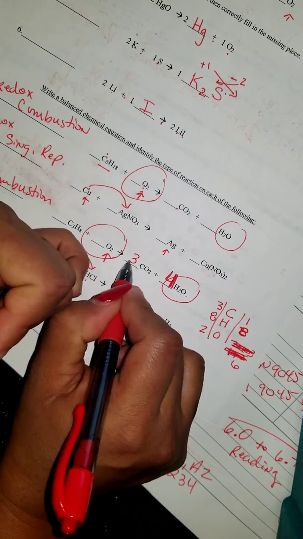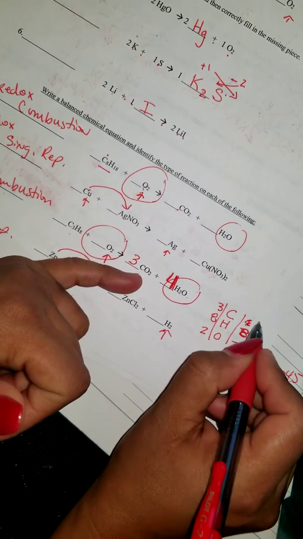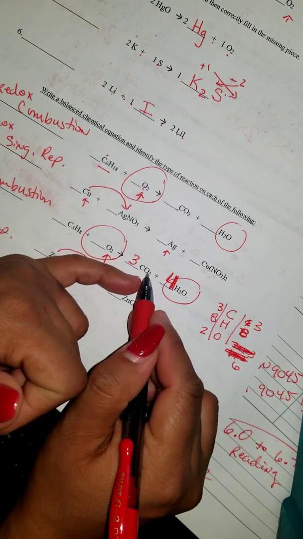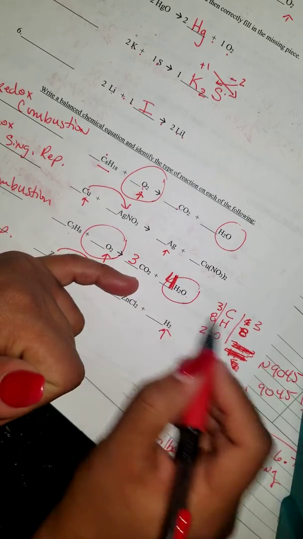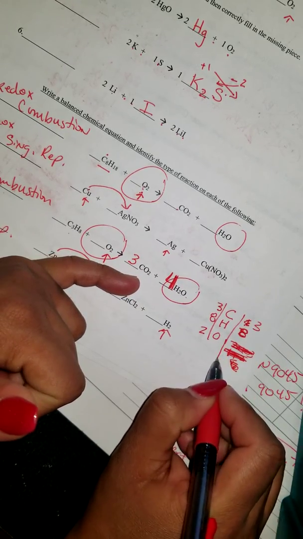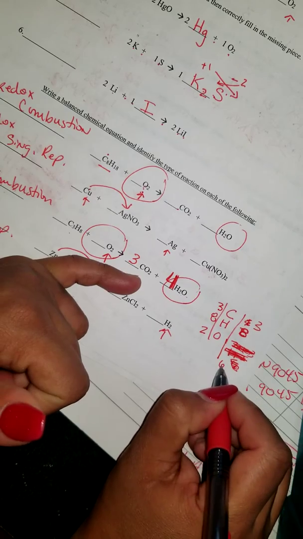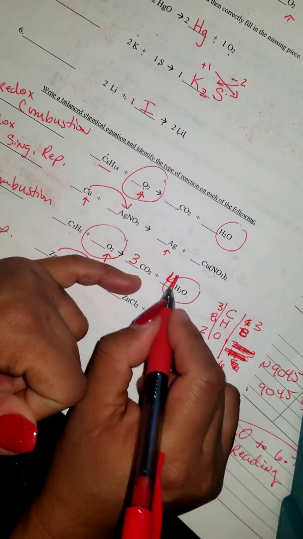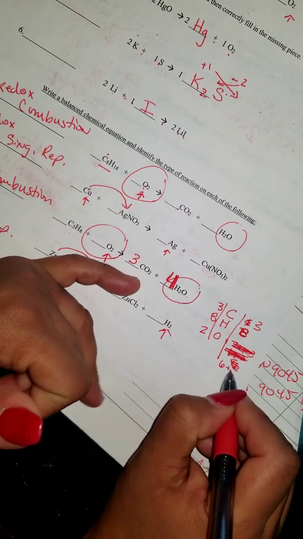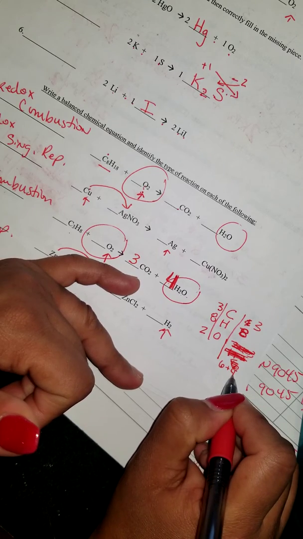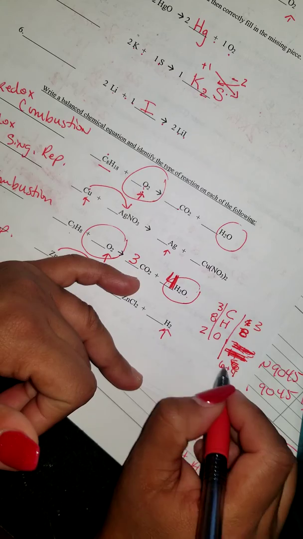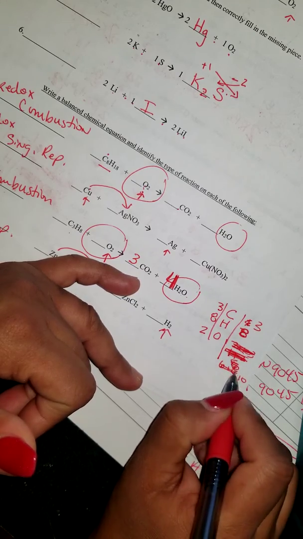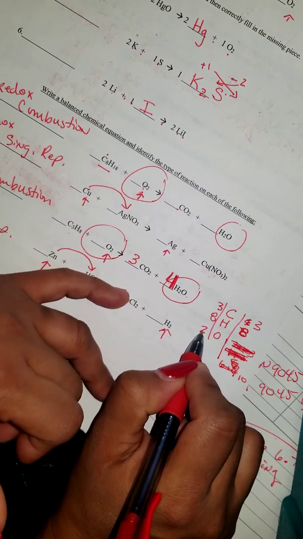3. 3 times 1 is 3. But wait a minute. Look at it. It affects the O's. So let's recount the O's again. 3 times 2 is 6. And 4 times 1 is 4. So in this case, I end up with 10 O's. This side, I need to have 10 O's over here.